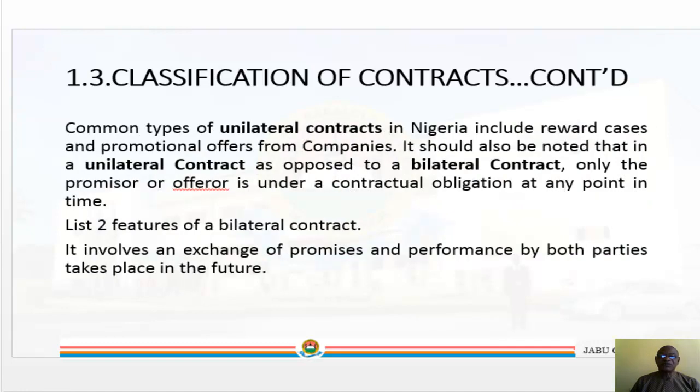Common types of unilateral contracts in Nigeria include reward cases and promotional offers from companies. It should also be noted that in a unilateral contract, as opposed to a bilateral contract, only the promisor or offeror is under a contractual obligation at any point in time. The features of a bilateral contract: it involves an exchange of promises, and performance by both parties takes place in the future.